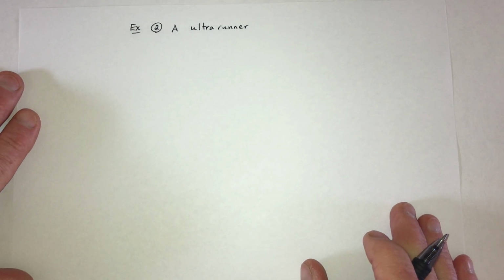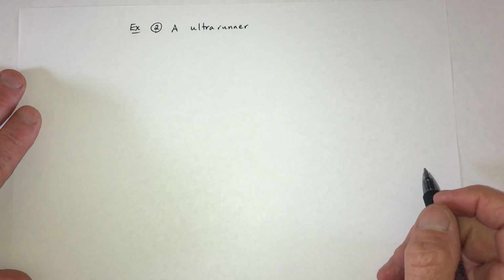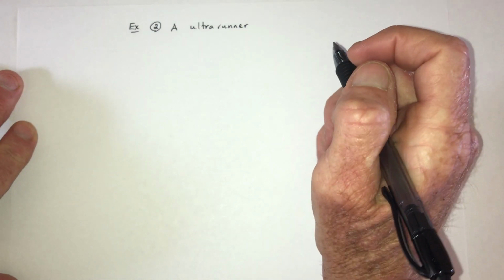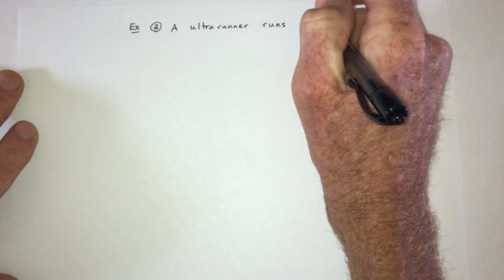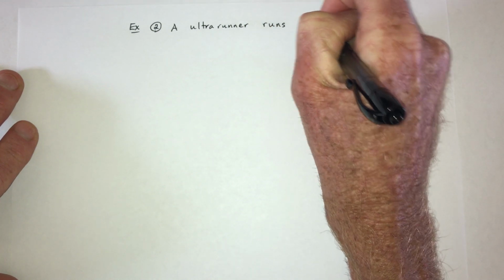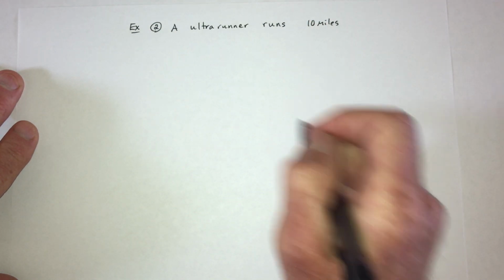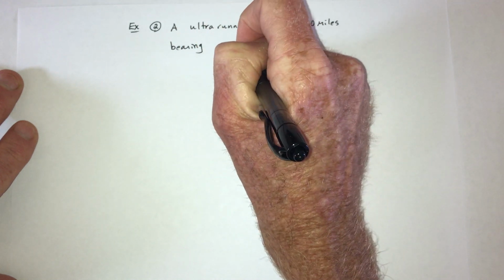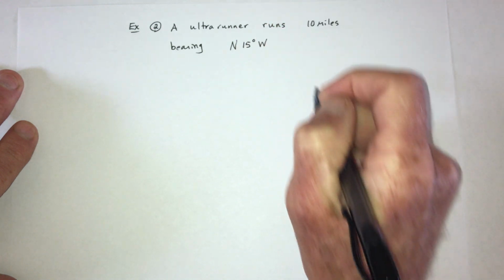So ultra runners are people that say marathons are not long enough, so their races are longer than a marathon. So this person goes out for a run and first starts by going 10 miles as the warm-up part, bearing from the north, go 15 degrees towards the west.